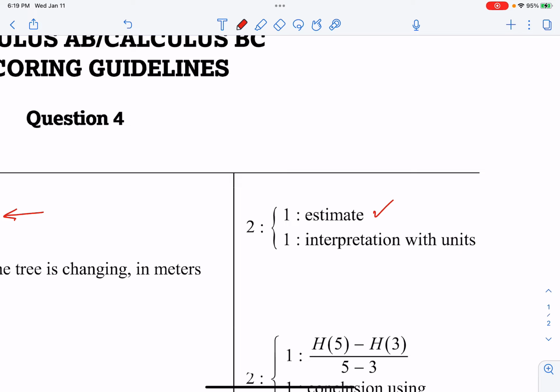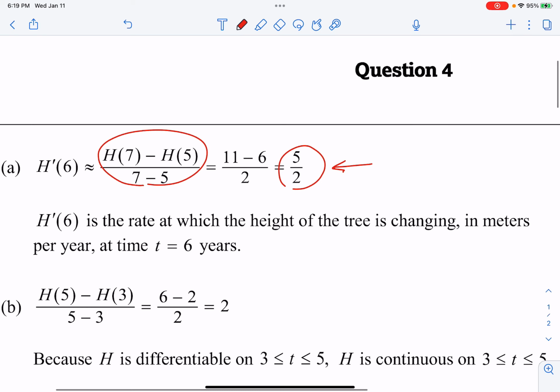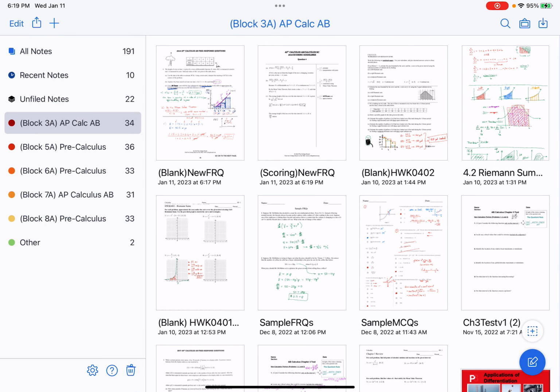Let's see if my interpretation sounds good enough. They say h prime of 6 is the rate at which the height of the tree is changing in meters per year. I think I had those units. At time t equals 6 years. So you also need to specify the time. Let me just double check that. Did I have those units?